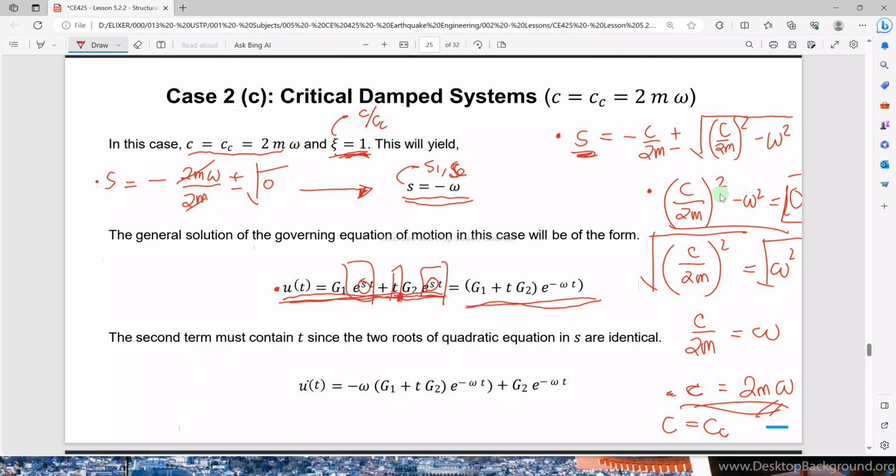So, first, the second term must contain t since the two roots of the quadratic equation in S are identical. So if your roots are like that, then you will have u of t equal to c1 e to the negative alpha t plus t c2 e to the negative alpha t, which is just a summarized formula. We will no longer show one by one why we arrive at this formula or equation.